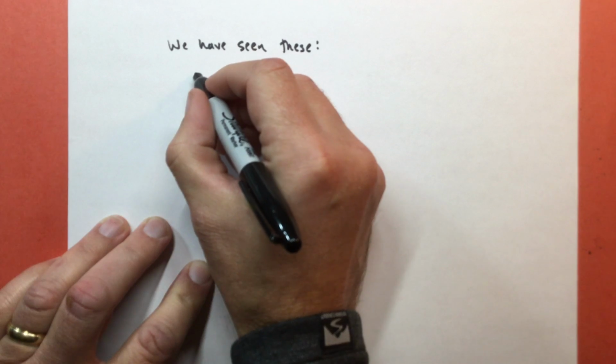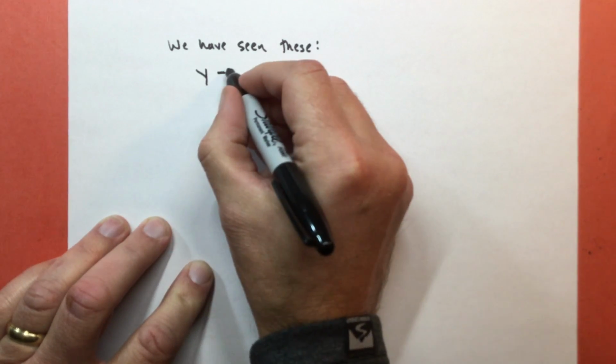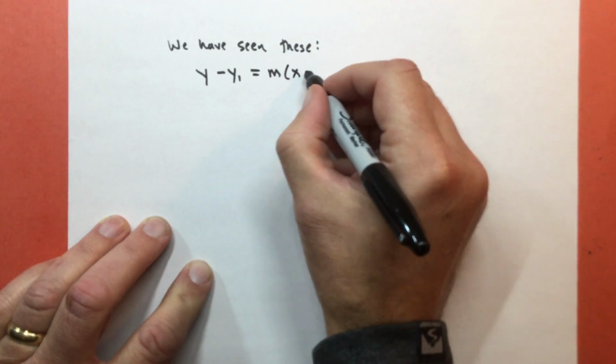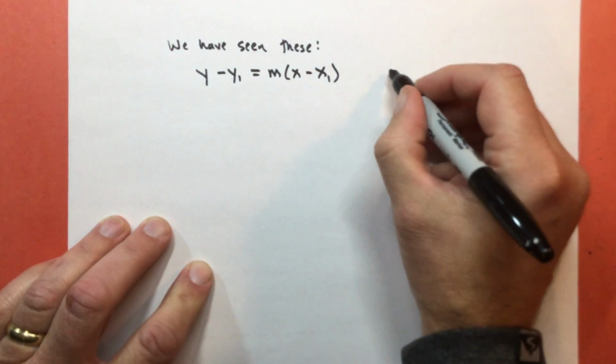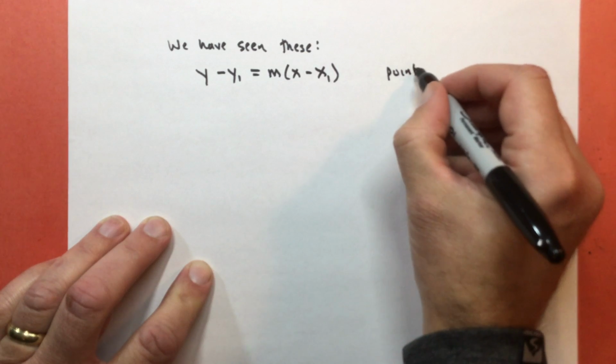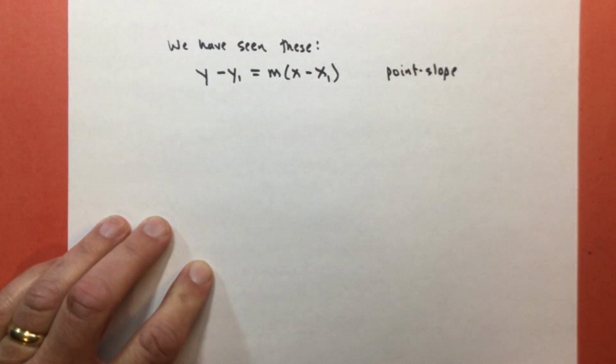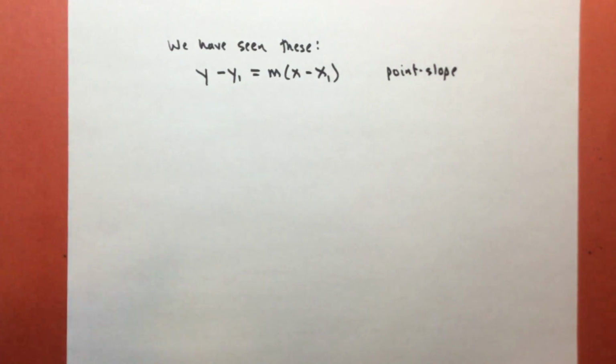If I do y subtract y sub 1 equals slope times x subtract x sub 1, this is called point slope form. And again, this is from Algebra 1. In Algebra 2, we have not talked about this yet, but this is something that you should know about. This comes from the formula for slope.